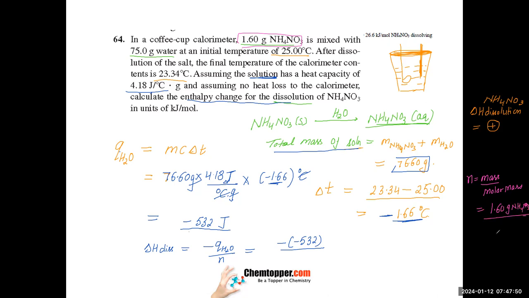And what's the molar mass of ammonium nitrate? Can you work out the molar mass, children? Ammonium nitrate, molar mass. Naisha, look at the periodic table. It is 80.04 grams per mole. So you divide this 1.60 grams by, okay, all of you are giving me the same molar mass, so I'm just taking that. Grams per mole.